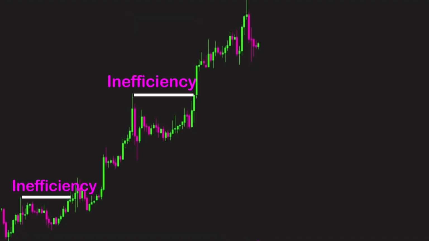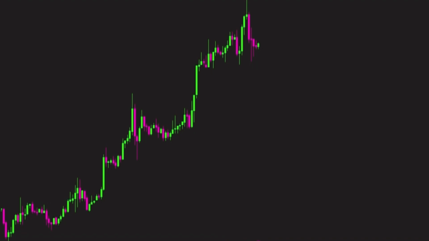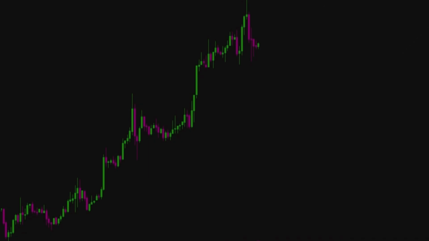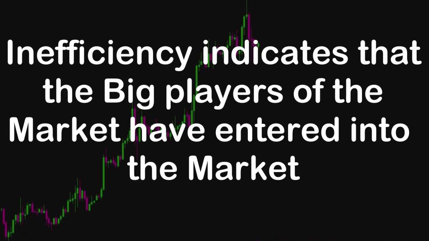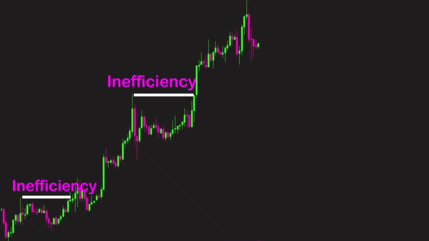When the market makes the imbalance candles, it makes the market inefficient by creating inefficiency in the market. When the market creates the inefficiency, it indicates that the big players of the market, which are big banks and financial institutions, have initiated their buy or sell trade in the market. The big players create this inefficiency in order to trap the retail investors by hitting their stop loss. Here is an example of this type of trap.